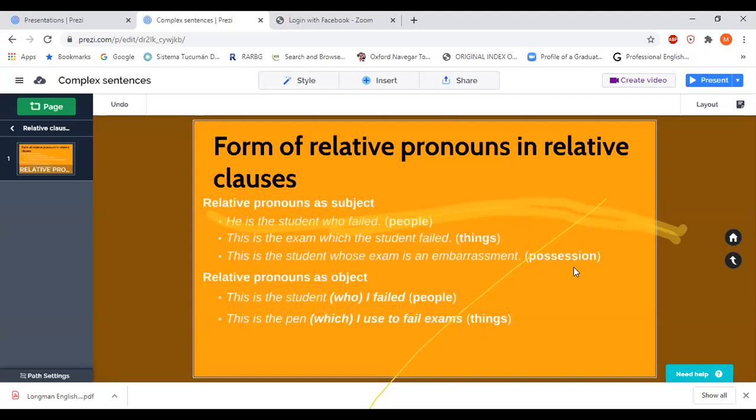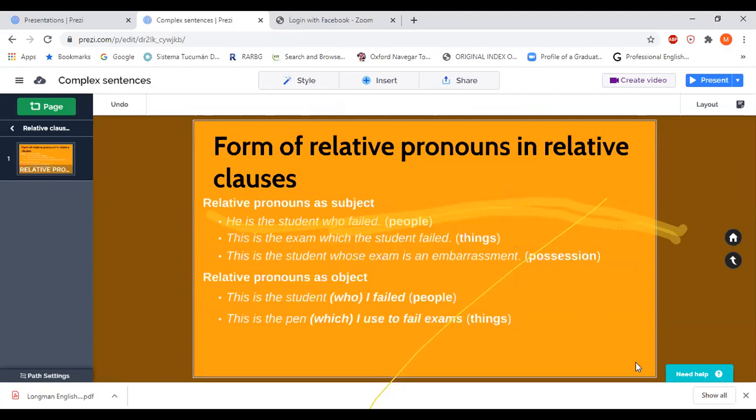This is what I was saying at the beginning, okay? The relative clause provides more information about a noun. In this case, who failed is identifying the student. Take a look at the second example. This is the exam which the student failed. In this case, we are using the relative pronoun which to talk about things. Which thing is it that I am talking about? Can you tell me?